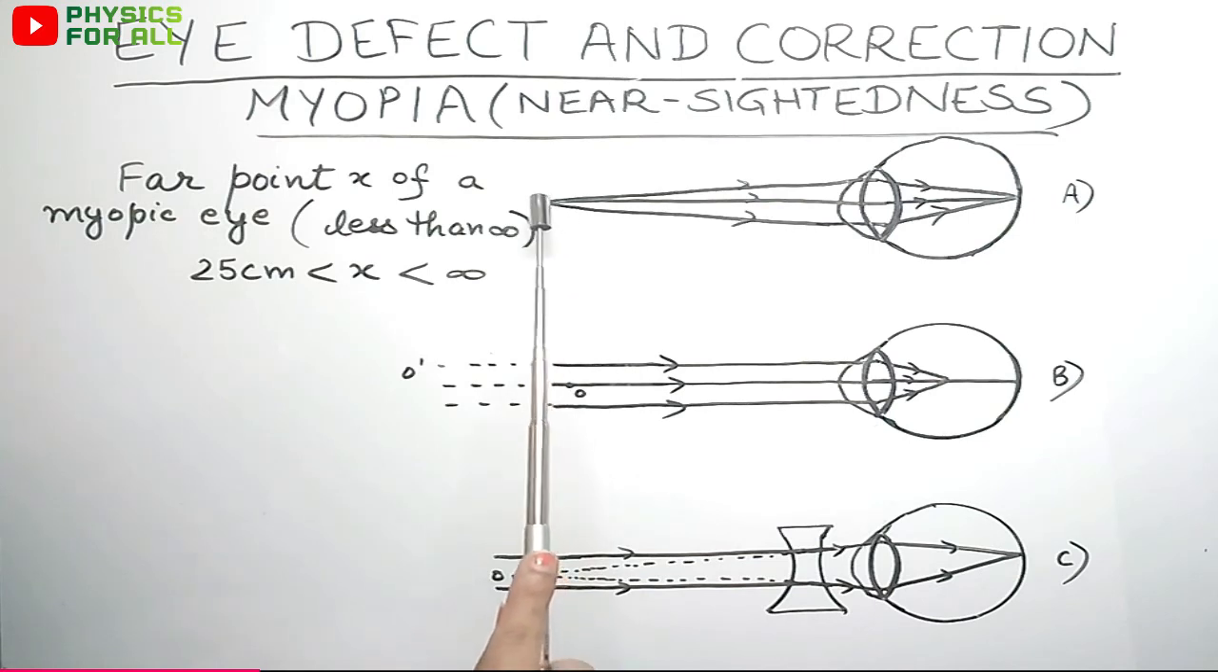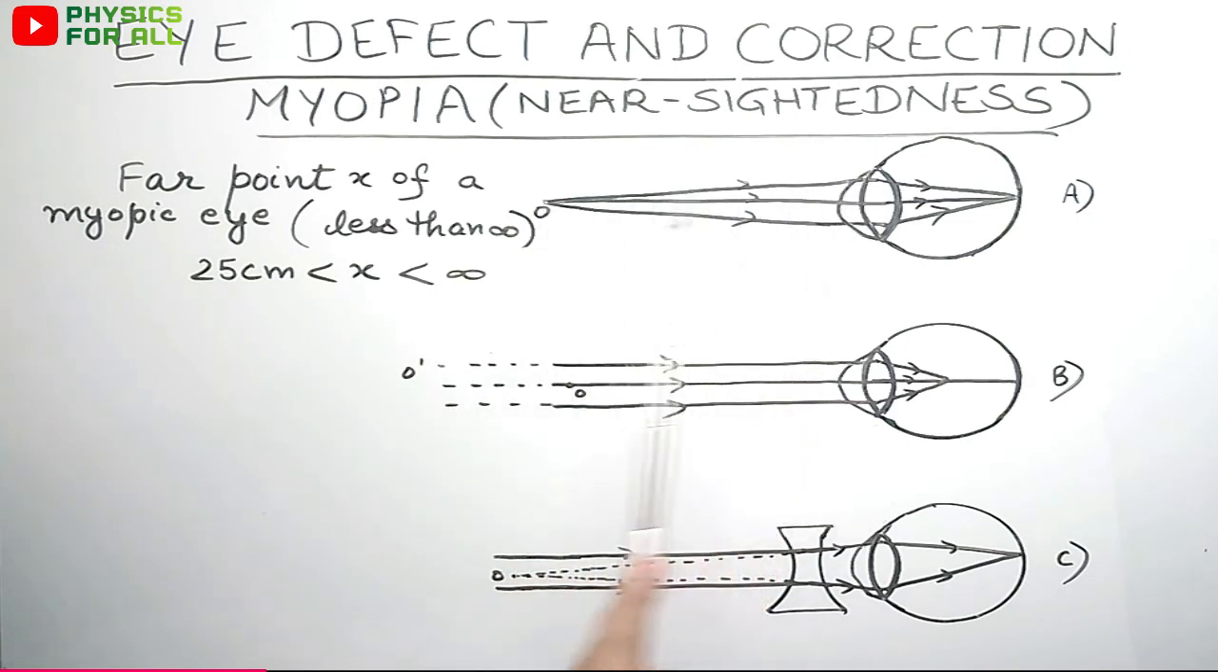Due to that, if the object is placed at this far point, then the person is able to see that object clearly, because you can see that light rays are coming from this object and we have not shown parallel rays. Now you should know why we have not shown parallel rays: point O is not at infinity. Only the light rays which are coming from infinity, we show them to be parallel. Here point O is at some far distance, but it is definitely not infinity. It is some particular distance, obviously greater than 25 centimeter.